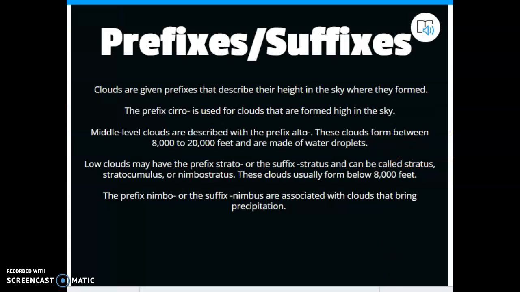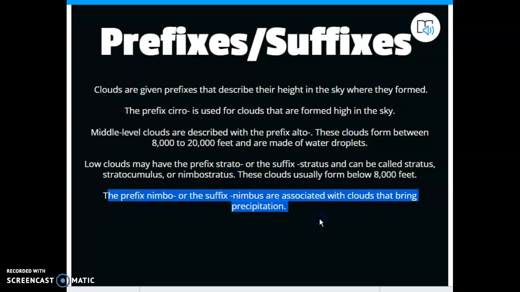We talked a little bit about this this morning. We said there's some prefixes. Listen, I'm not as worried about you knowing cirro meaning high, alto meaning in the middle, and strato meaning low. I know that's even on our vocabulary for this week. I'm going to go ahead and tell you, that's not going to be on the quiz. It's not. Cumulus, stratus, cirrus, definitely going to be on the quiz.